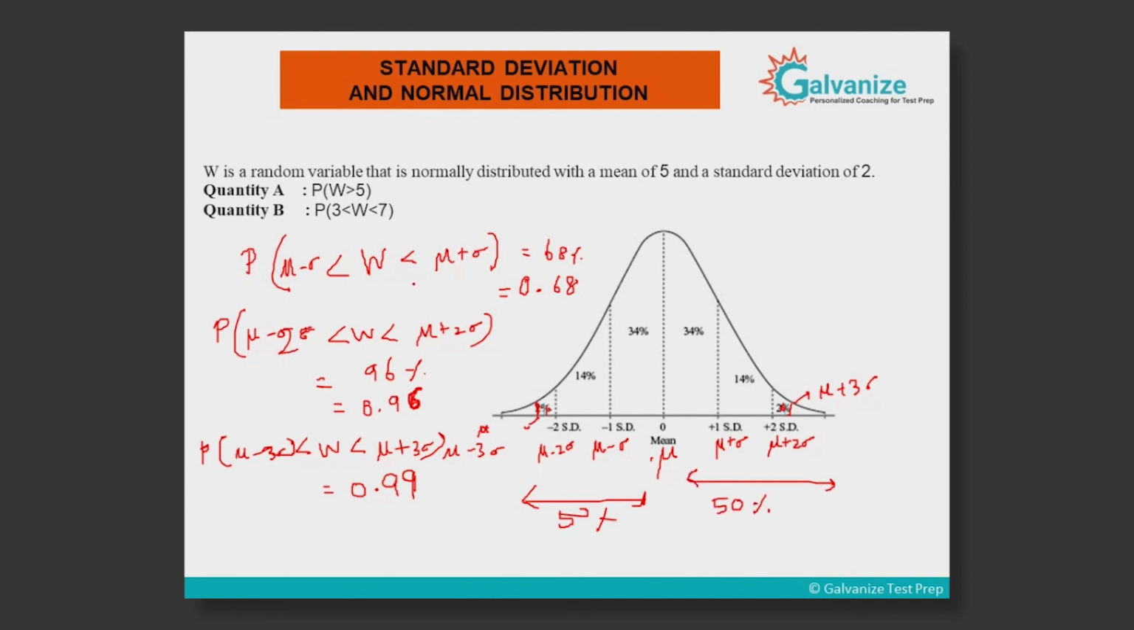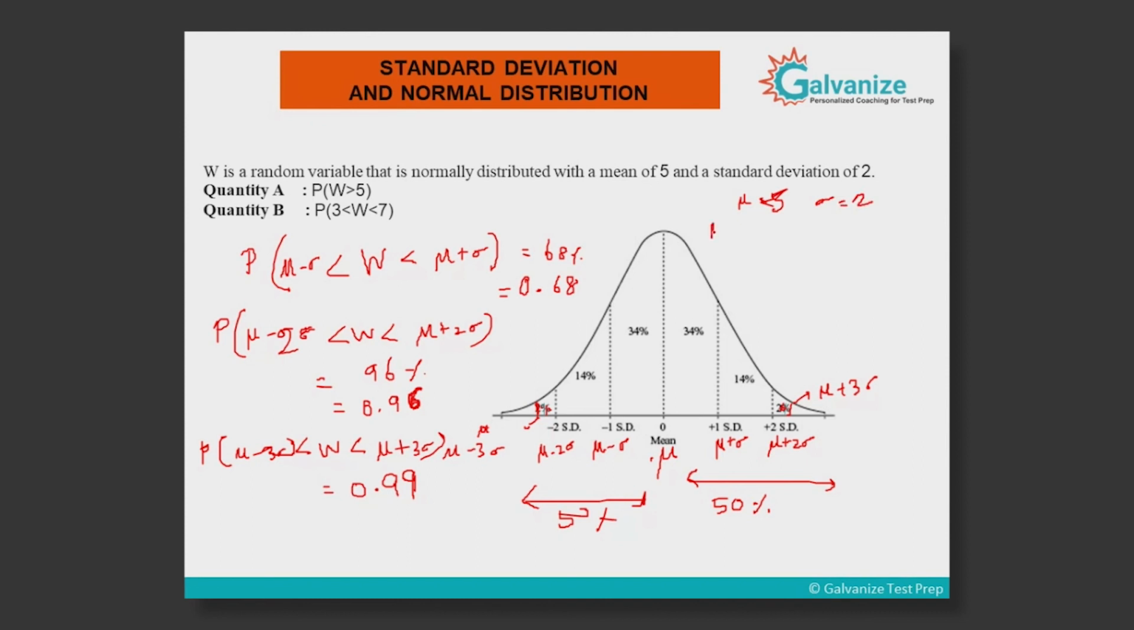Going back to the question, P of W greater than 5. Before you try to solve these problems, you need to find out what is mu plus sigma, mu plus 2 sigma, mu plus 3 sigma, mu minus sigma, mu minus 2 sigma, mu minus 3 sigma. Mu is given to be 5 here. So let's first calculate all these values and keep them. Mu is 5 here. Sigma is given to be 2.